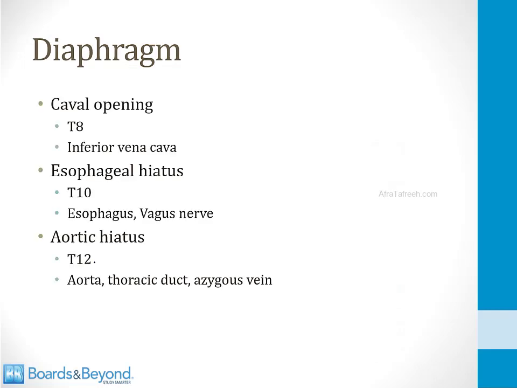The openings in the diaphragm are not all found at the same level of the thoracic spine. Remember that the diaphragm is dome-shaped, and therefore you can find some openings that are higher and others that are lower. The first opening is the caval opening. This is found at T8, and this is where the inferior vena cava passes through the diaphragm. And it's easy to remember that this is found at T8 because vena cava has 8 letters in it.